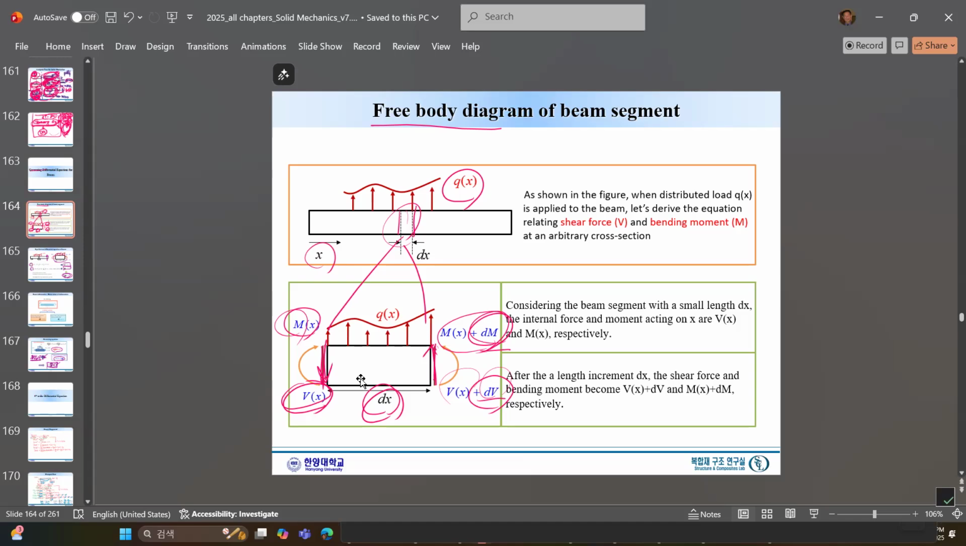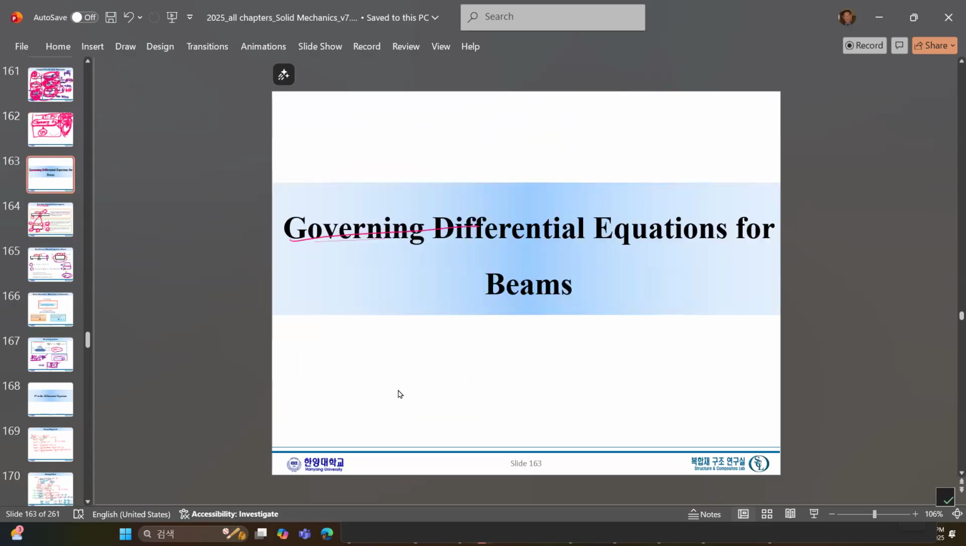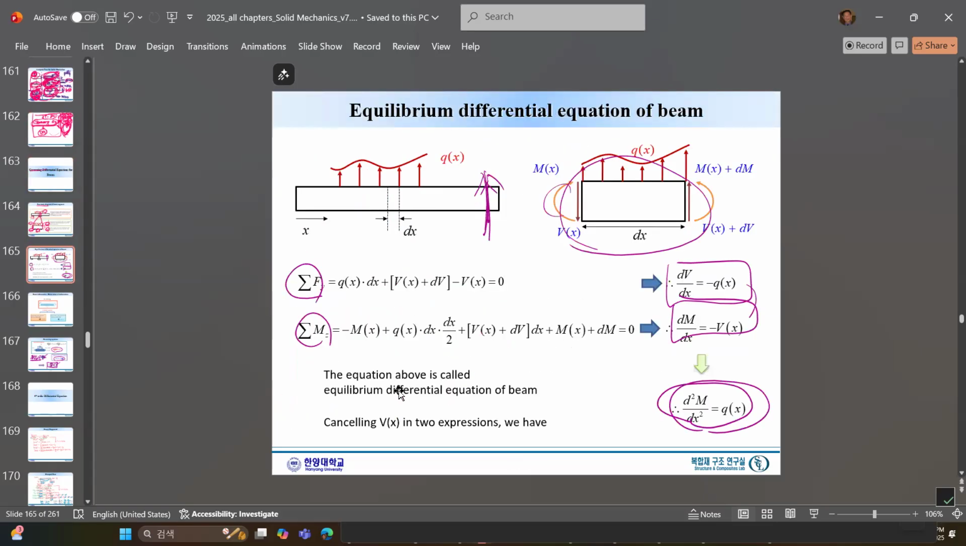What we are trying to do is get an equilibrium equation. I'm sorry for my bad handwriting, but this is what we would like to do. So here, this is the Vx on the left-hand side, and on the right-hand side the Vx, and moment and moment.